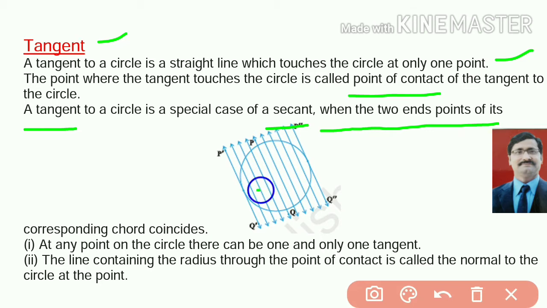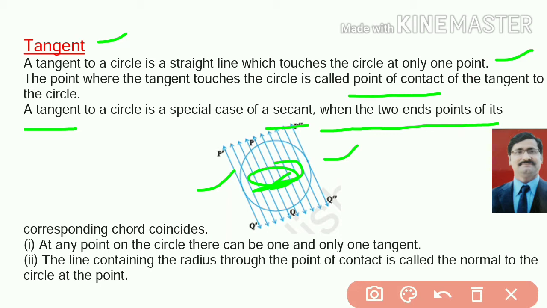Look here, these are all secants, but the first and last are tangents, because the first and last lines, P dash Q dash and P double dash Q double dash, are tangents, and all the other lines are secant lines. So it is a special case.